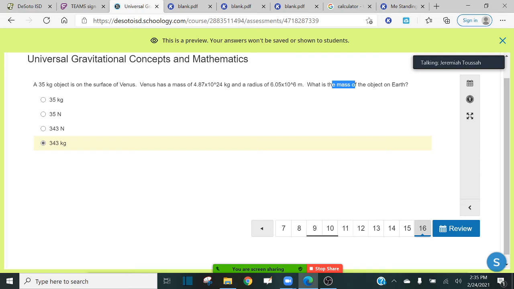It'll be the same thing. So if it's 35 kilograms on Venus, then that means it must be 35 kilograms on Earth. So guys, that's your answer for that question. The mass of the object on Earth is 35 kilograms.